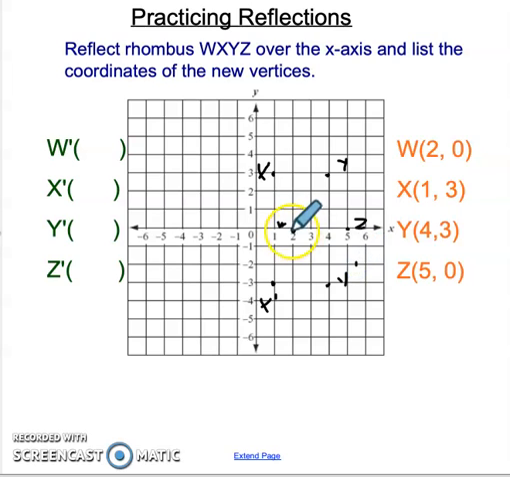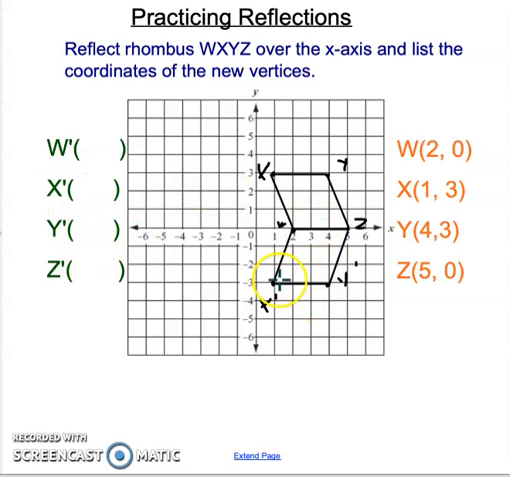Okay, if I connect the dots, I'll connect the dots to the original figure first. W, X, to W. Okay, and then for our reflection, we got that line, and that line. You can see it's the same shape, only flipped upside down.